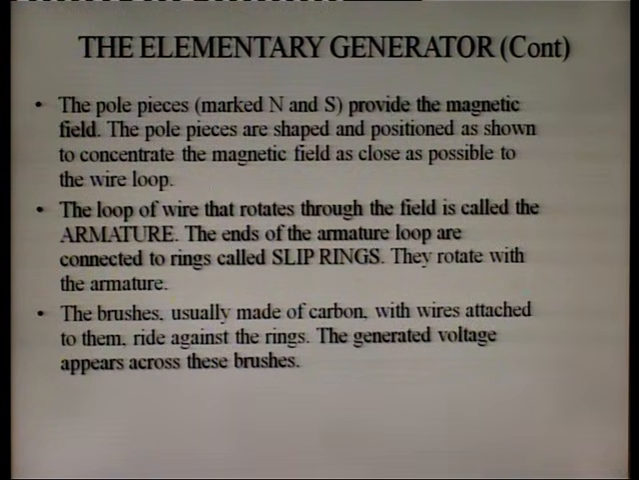The ends of the armature loop are connected to rings called slip rings. They rotate with the armature. The brushes, usually made of carbon with wire attached to them, ride against the rings. The generated voltage appears across these brushes.